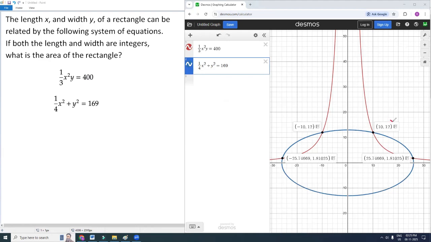So there is only one point, that is (10, 12). Here the x coordinate is 10, y coordinate is 12. So both x and y, the length and width, are integers, and also they are positive values.